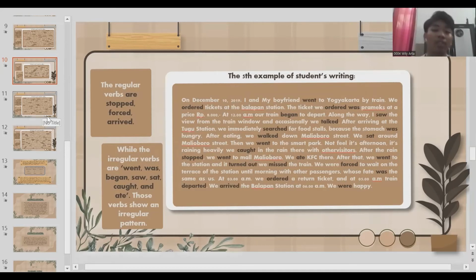While the irregular verbs are went, was, began, saw, said, caught, and ate. Those verbs show an irregular pattern. For example, verb 1 is go, changed to verb 2 went. The verb 1 is be, changed to verb 2 was. The verb 1 is begin, changed to verb 2 began. Next.